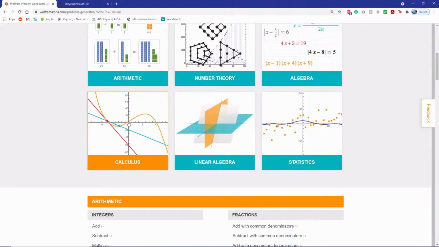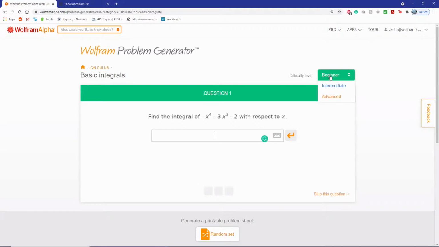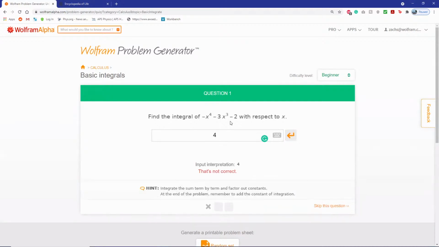As an example, I'm going to practice calculus. I'm going to practice basic integrals. So I can find integrals and I can just type in the answer, like it's 4, I'm going to guess, and it's going to go, no, that's not right. But it gives you a little hint. It says, try doing the problem.